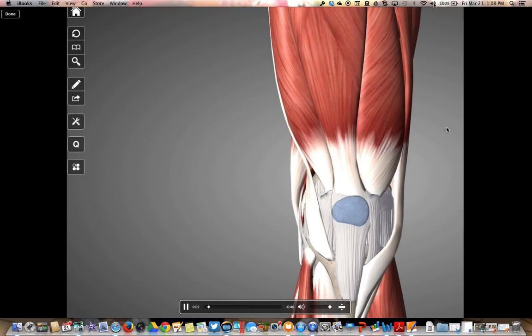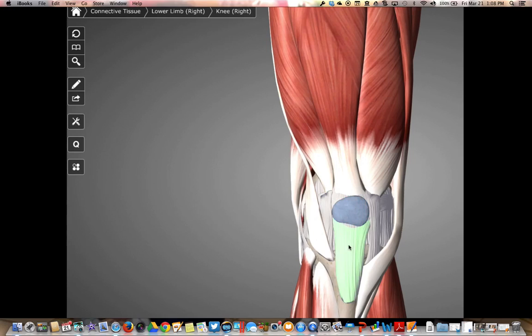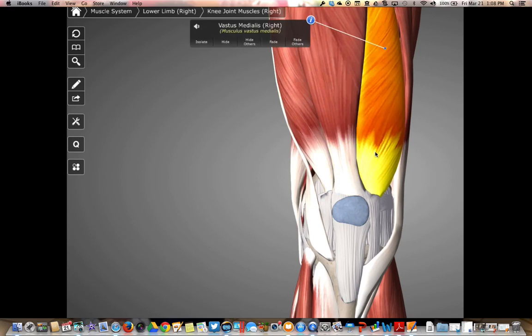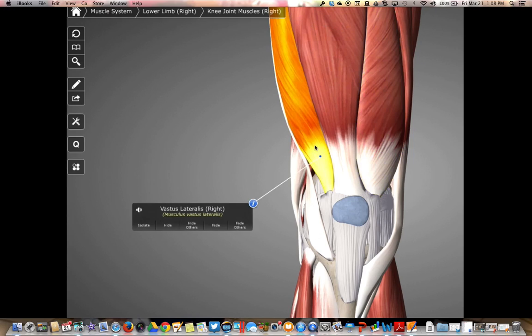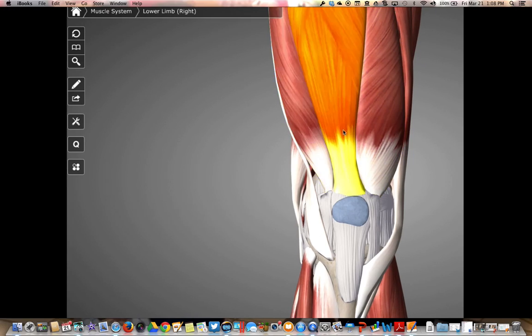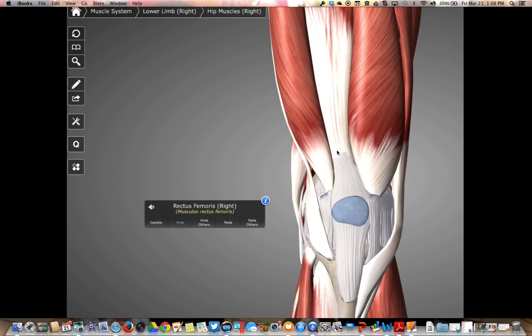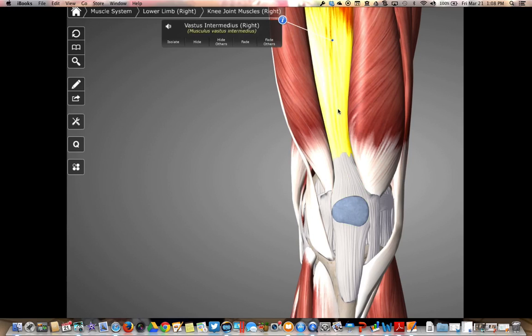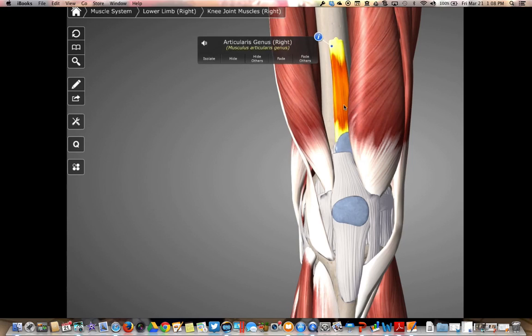Let's begin our review of the anterior anatomy of the knee. We have the patella and the prepatellar bursa. The patella tendon attaches down to the tibial tubercle. The quadriceps tendon is led by the rectus femoris, the vastus medialis, and the vastus lateralis. If we look underneath the rectus femoris, we see the quadriceps tendon formed by the three muscles above, as well as the vastus intermedius. Removing that will show us a small muscle, the genus articularis.